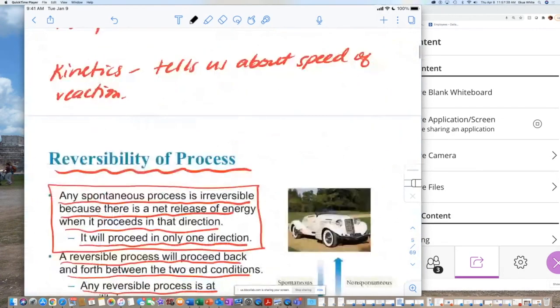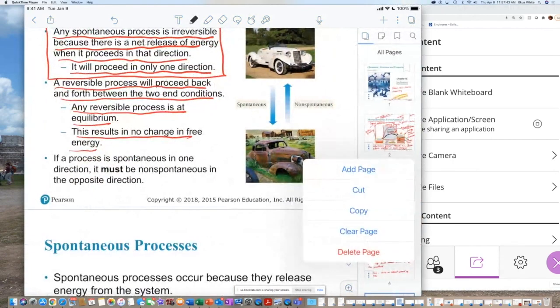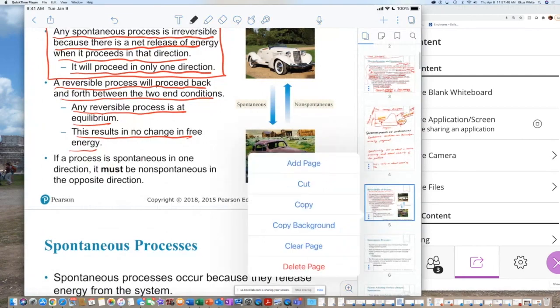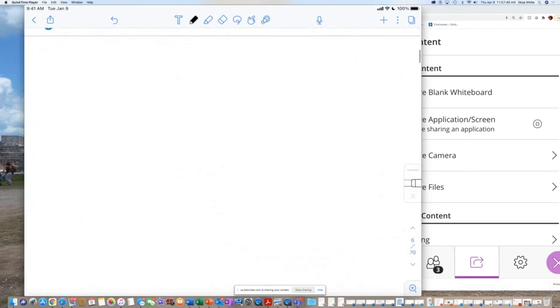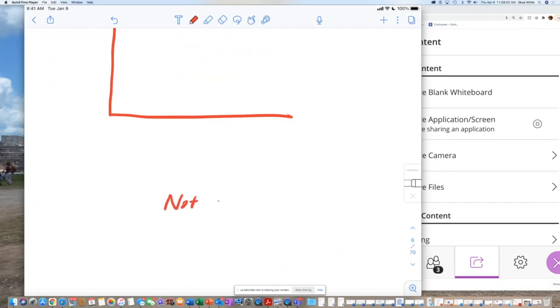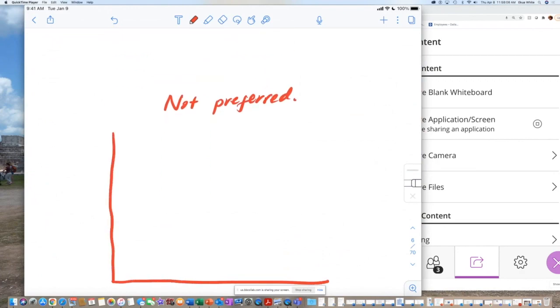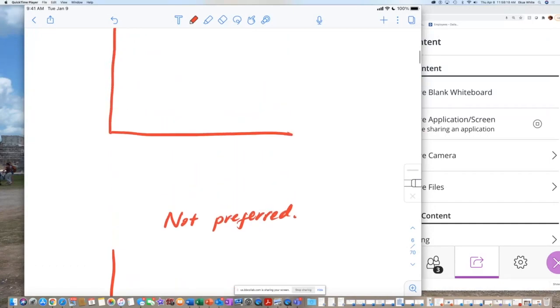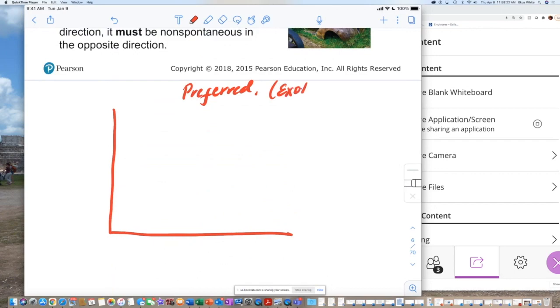Okay, so let me go ahead and add a page right here to make sure that I am being clear in what I'm trying to illustrate here. What is preferred versus what is not preferred. Now, preferred is different from it happens, right? So scenario one, like I drew before, this is preferred. Scenario two, not preferred. This is different from it doesn't happen. It's just that in scenario two, for scenario two to happen, something else, something extra has to happen to almost force this to happen. So what is preferred, as we saw before, is exothermic reaction.